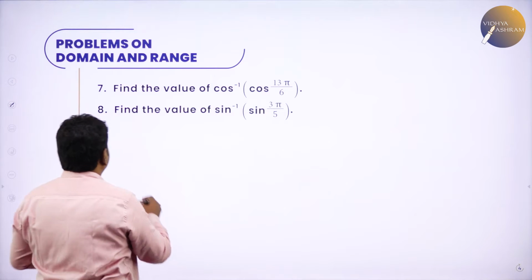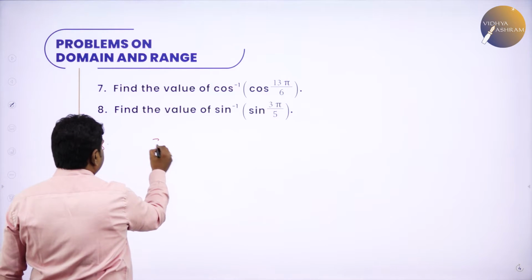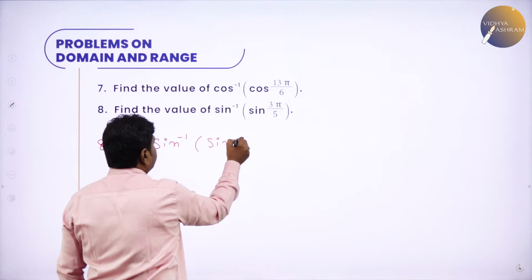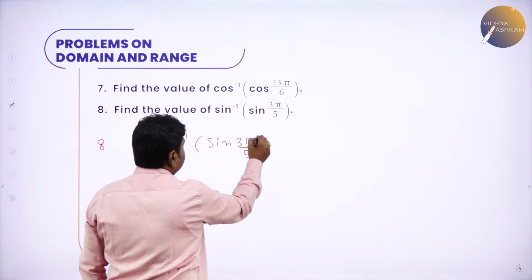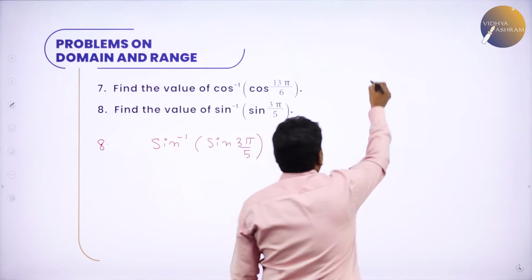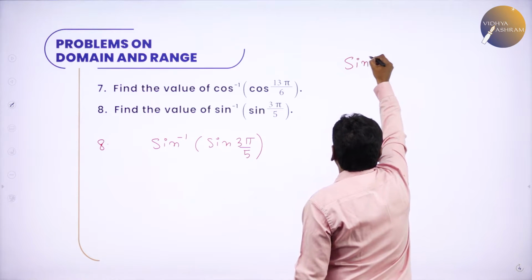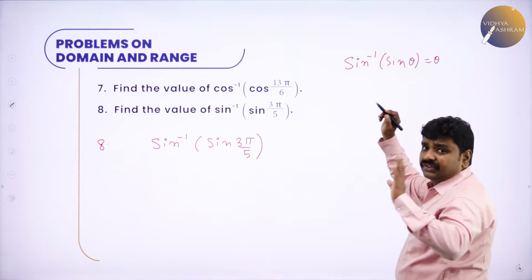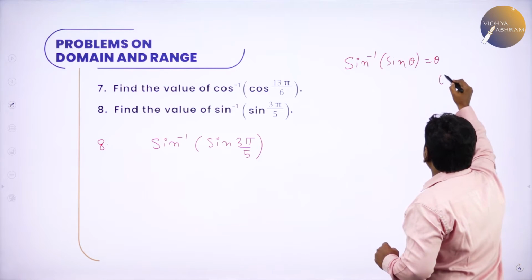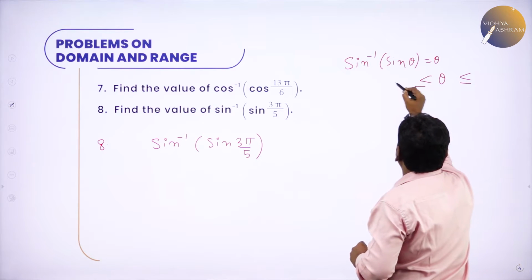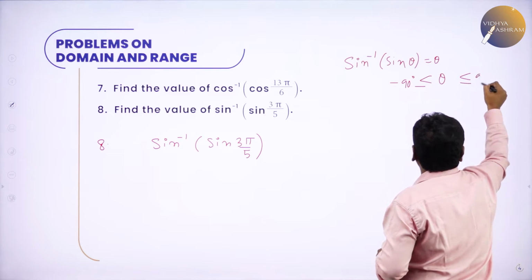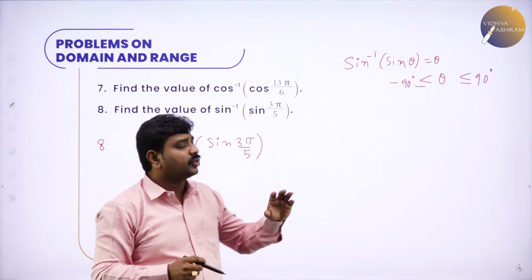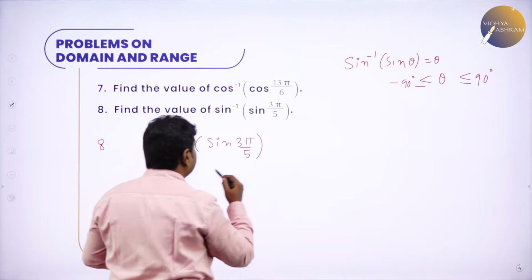Next question, eighth question, sin inverse of sin of 3 pi by 5. So again, you know sin inverse of sin theta. What is the value of sin inverse of sin theta? I can write it as theta, not always. When? If theta lies between minus 90 degrees and plus 90 degrees, or minus pi by 2 and plus pi by 2. I told you, if it is in pi, convert it into degrees, it will become easy to recognize whether it lies or not.